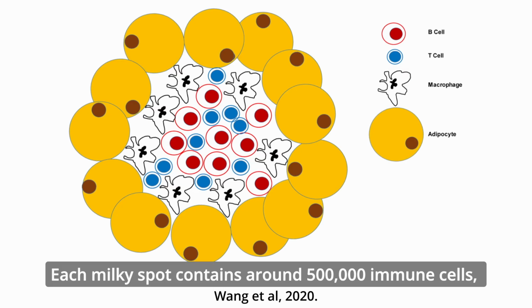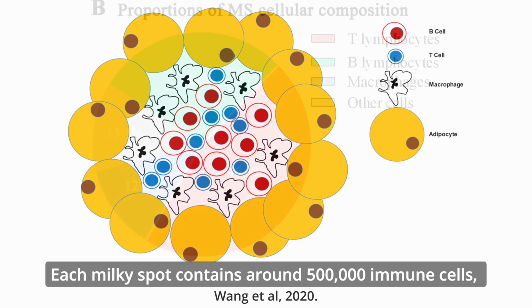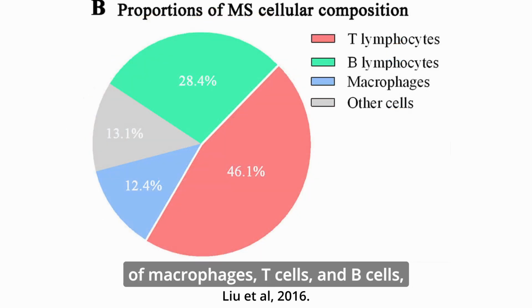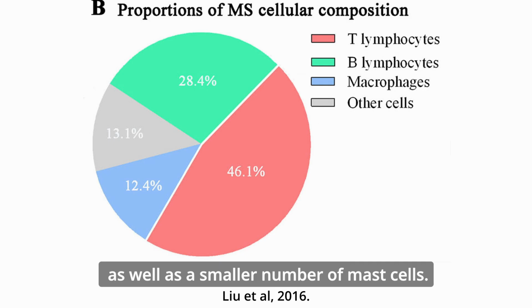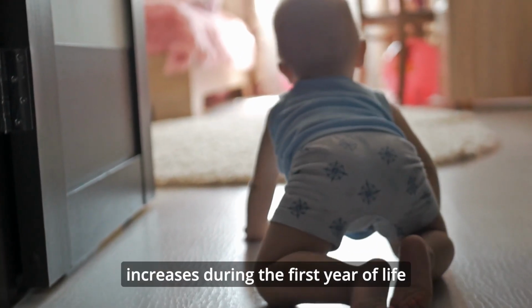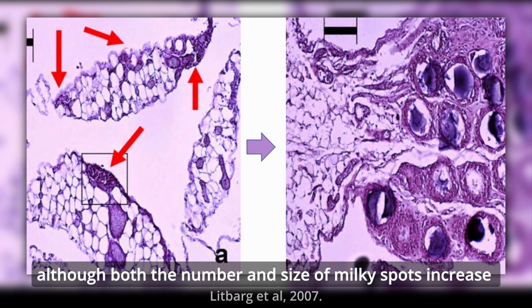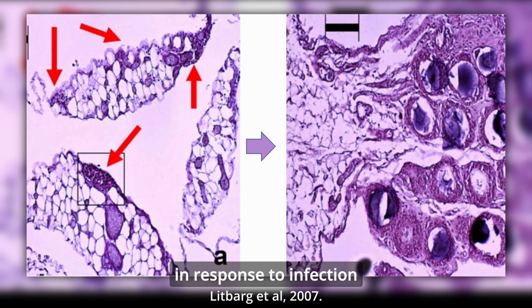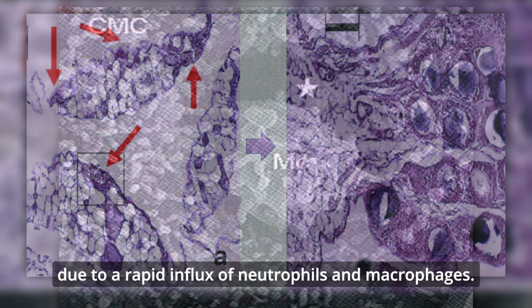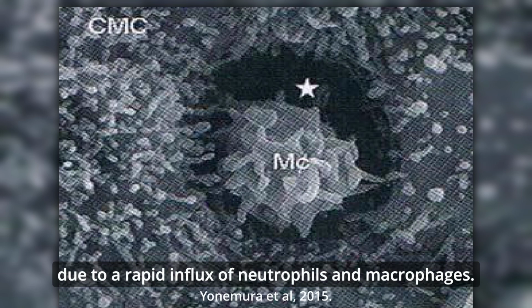Each Milky spot contains around 500,000 immune cells, consisting of roughly equal numbers of macrophages, T cells, and B cells, as well as a smaller number of mast cells. The number of Milky spots increases during the first year of life and then decreases with age, although both the number and size of Milky spots increase in response to infection due to a rapid influx of neutrophils and macrophages.